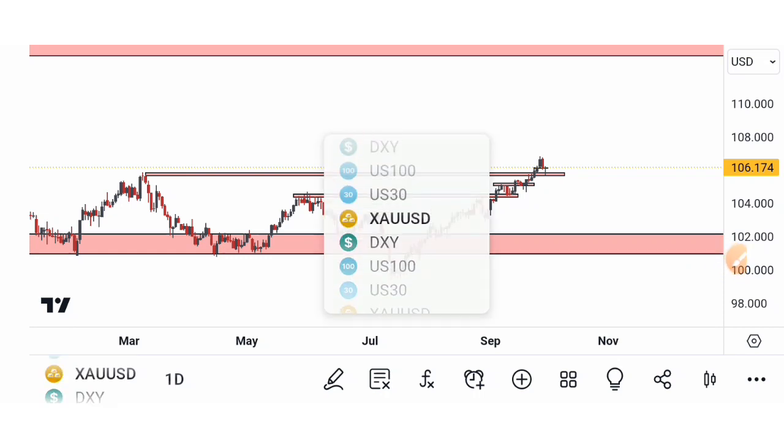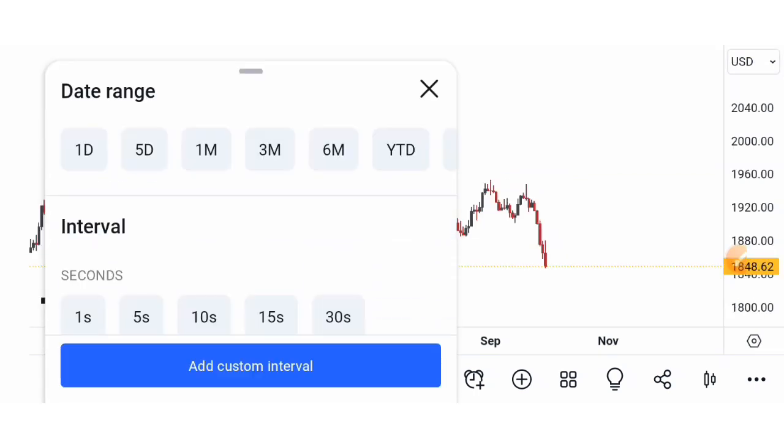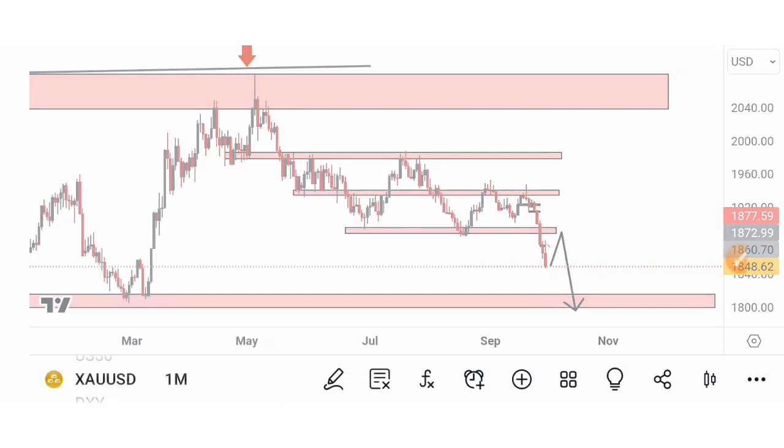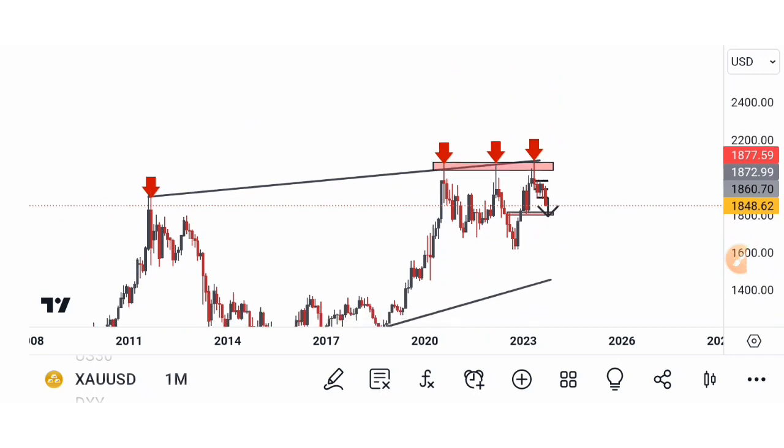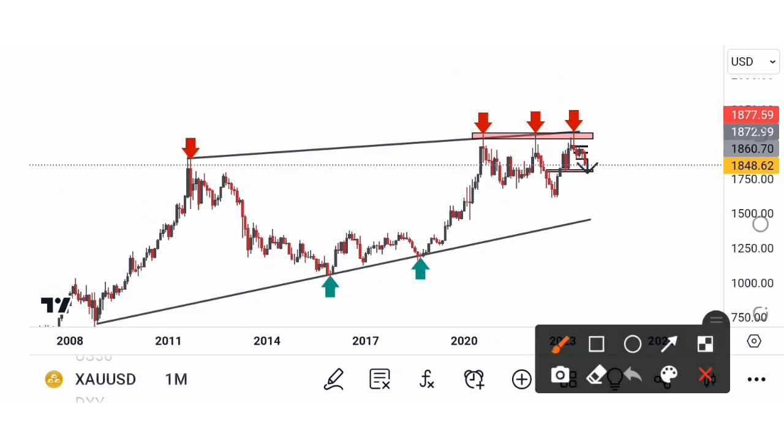This is gold. Let's go on to gold. Start with the monthly time frame. So I'm bearish on this particular market, and I'll explain why. I've been bearish on this particular one for like 3 months straight, I think 4. I'm not quite sure.